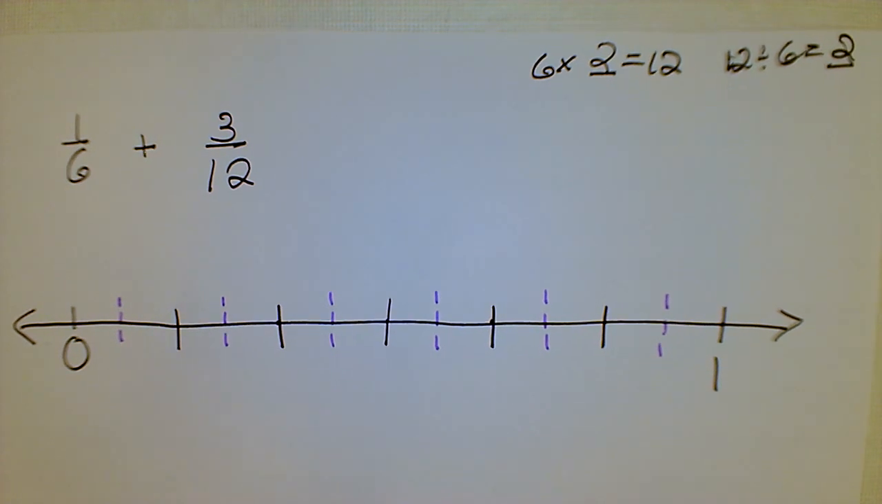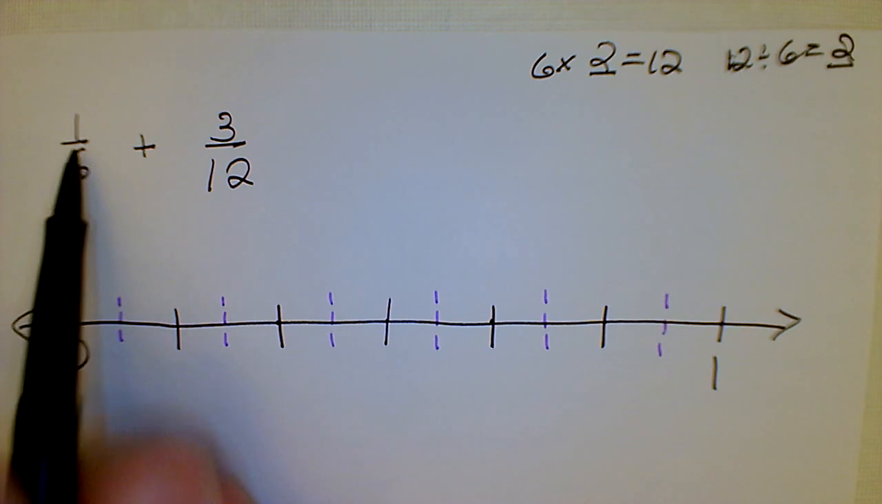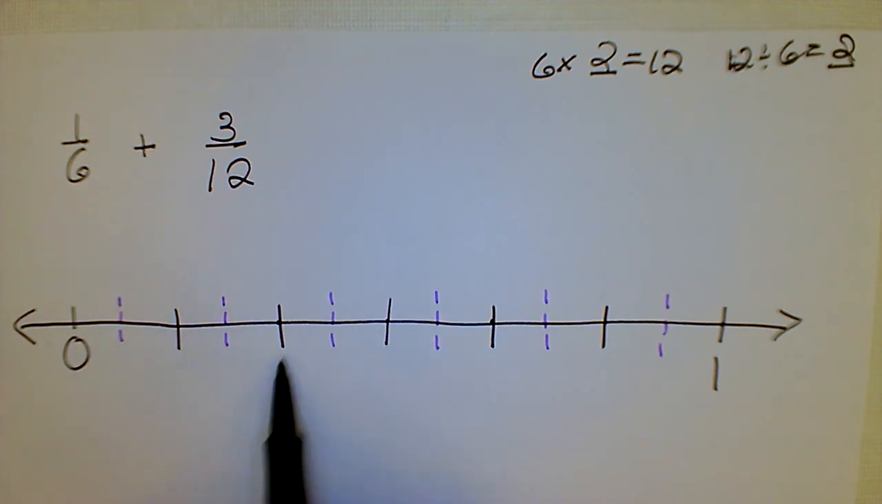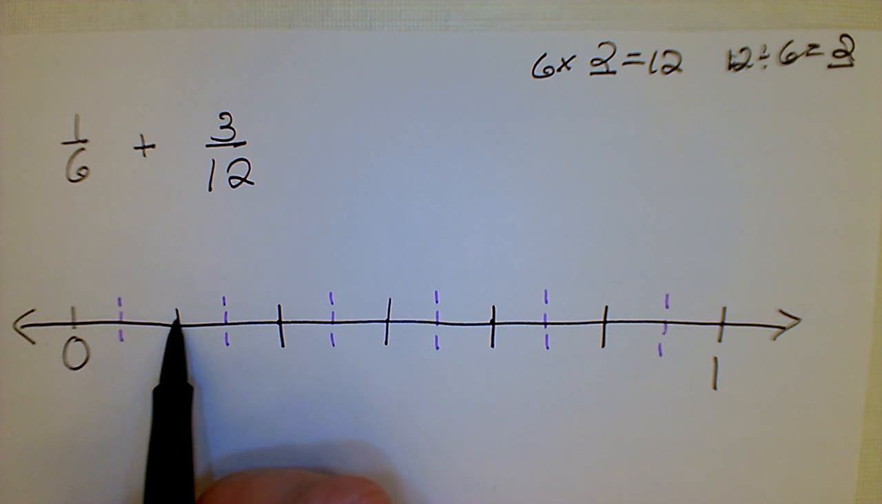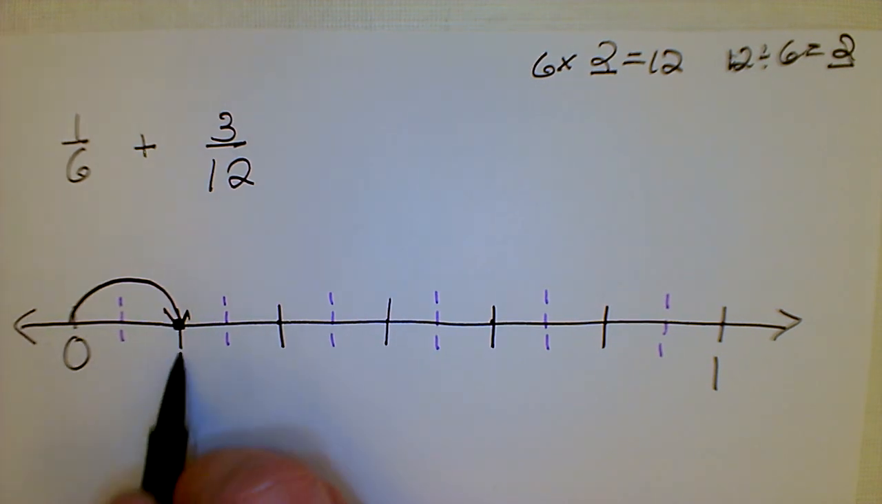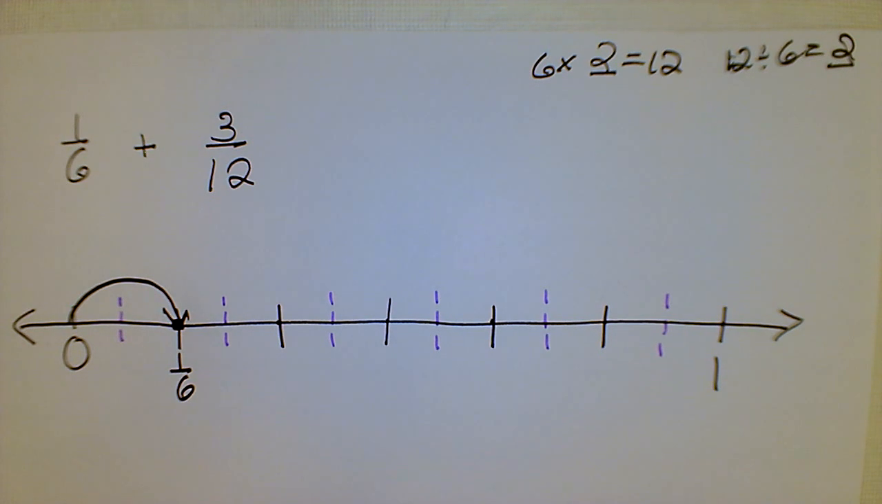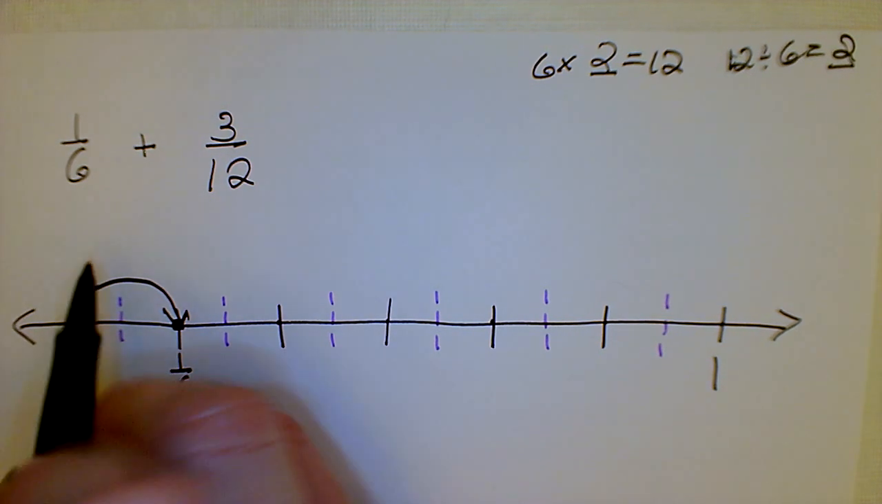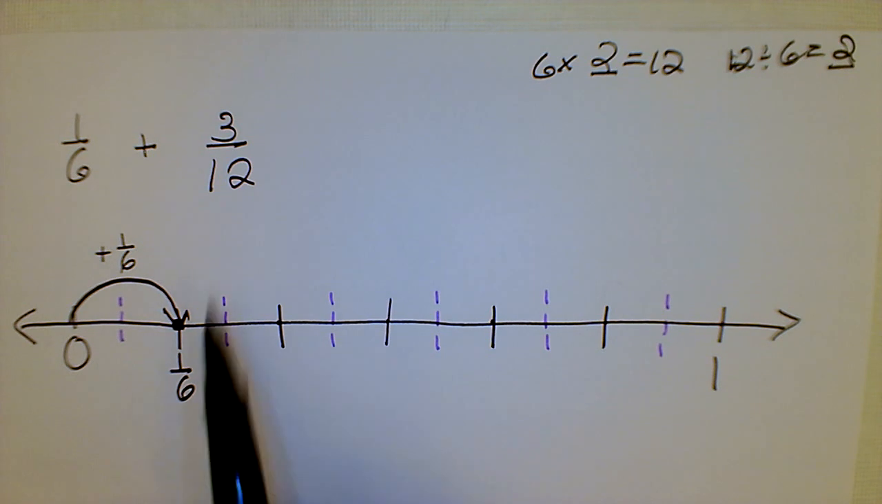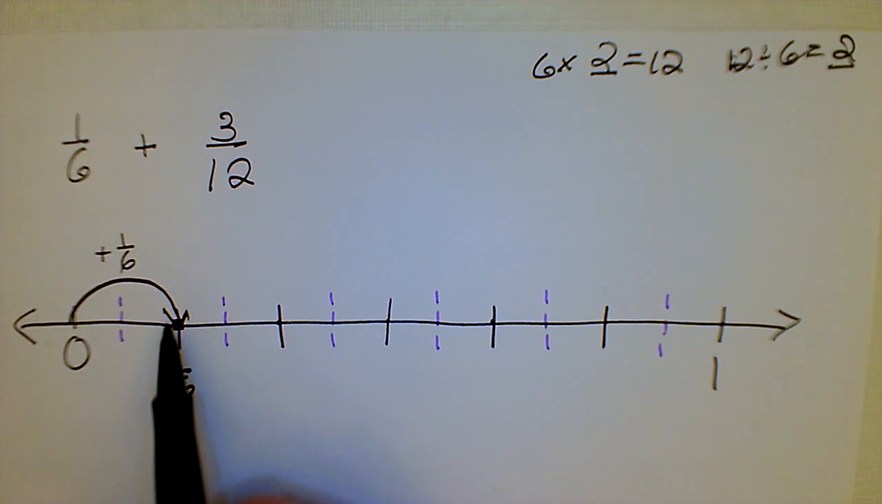And the way that I'm going to do it is first I'm going to put my 6ths onto the number line. So remember, these are our 6ths. And I'm going to put my 1/6 here. I want to show it. So that's 1/6. And then, let me first show that I added 1/6. I went from 0 to 1/6. And now what I want to do is add 3/12 to that.